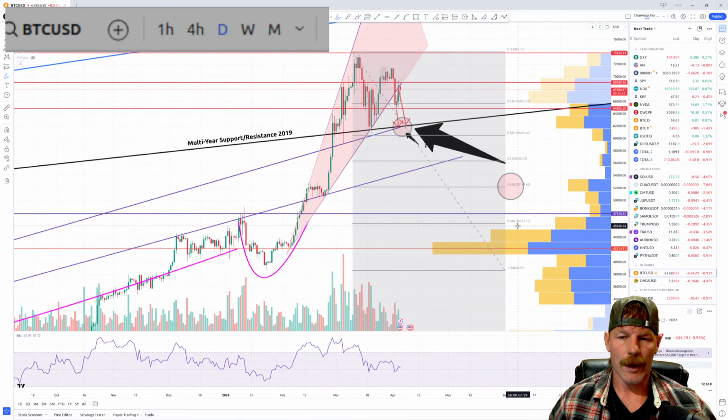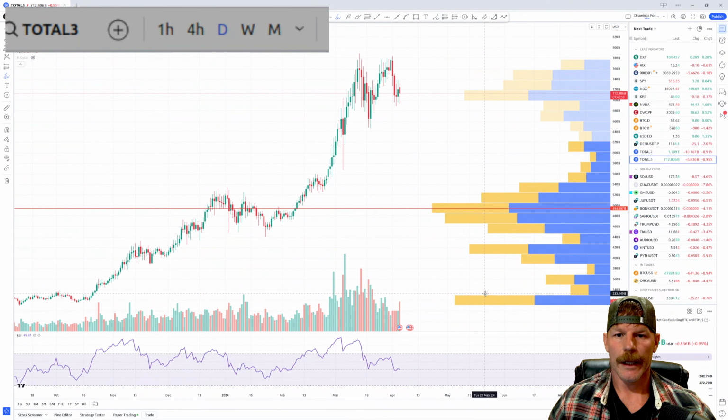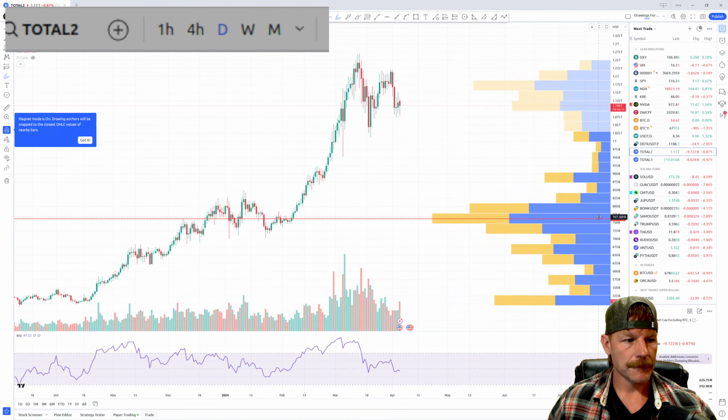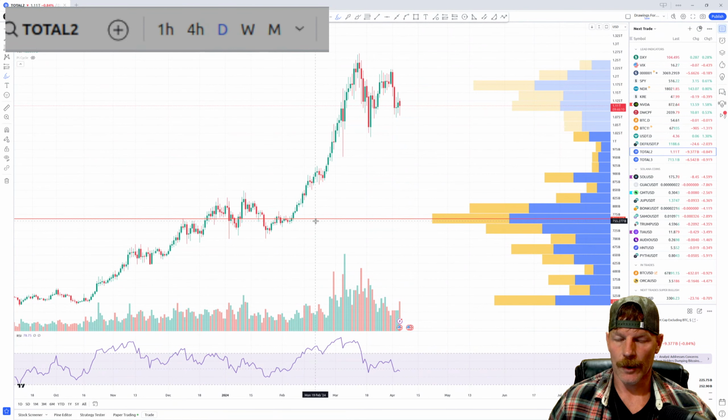So again, back to our Bitcoin chart. Oh, one more thing, guys. I'm going to jump to the altcoin chart. All right, here we are on the total 3, which is all the alts excluding Ethereum. Actually, I have just jumped to the total 2 chart, which is all the alts including Ethereum. Ethereum, of course, is a big leader in the altcoin space.